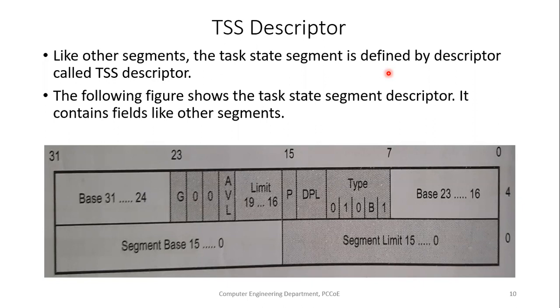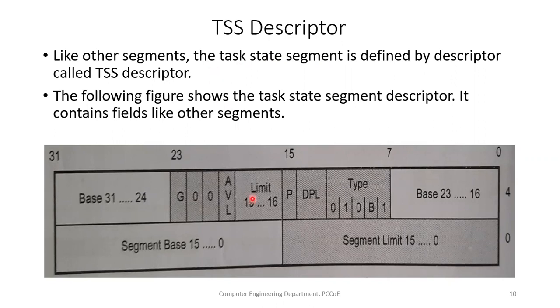Like other segments, the TSS, that is the task state segment, is defined by a descriptor called the TSS descriptor. Like other segments means what? The code segment, the data segment, the stack segment, just as these segments are defined by a descriptor, similarly the task state segment is also defined by a descriptor called the TSS descriptor.